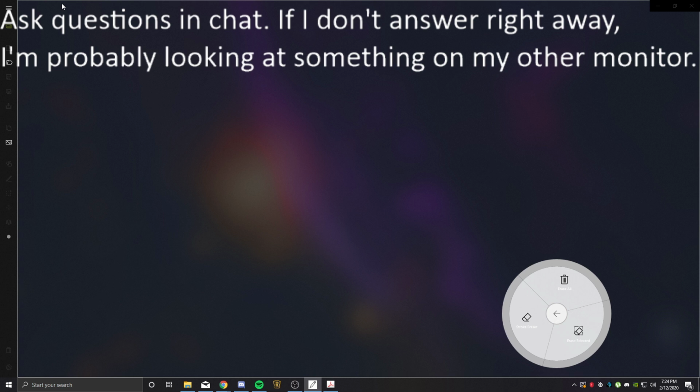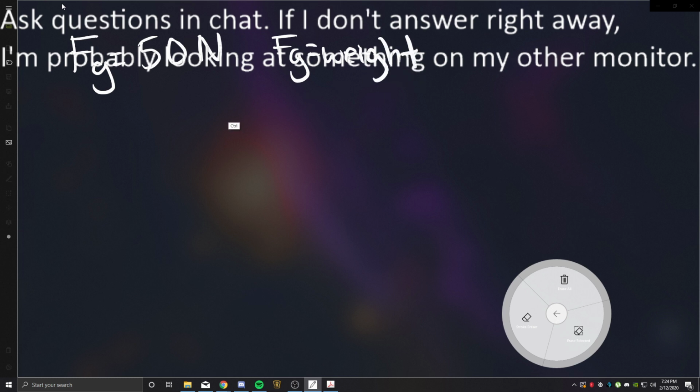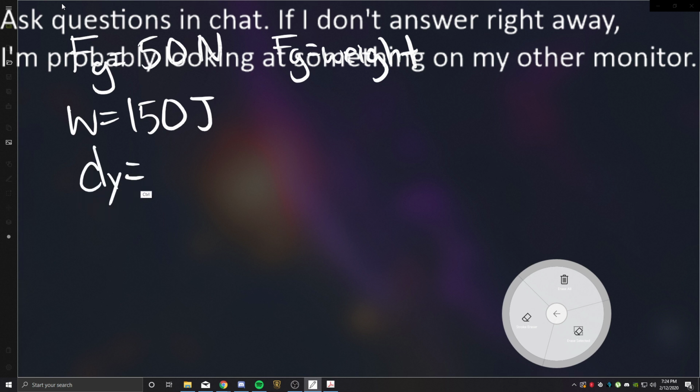Now, for what vertical distance is a 50... I'm going to assume that's a 50 newton object, okay? So let's say your weight is 50 newtons, right? Because Fg is your weight, that's another word for weight. And you do 150 joules of work. So through what vertical distance? You want to know what your distance in the vertical direction is, okay?